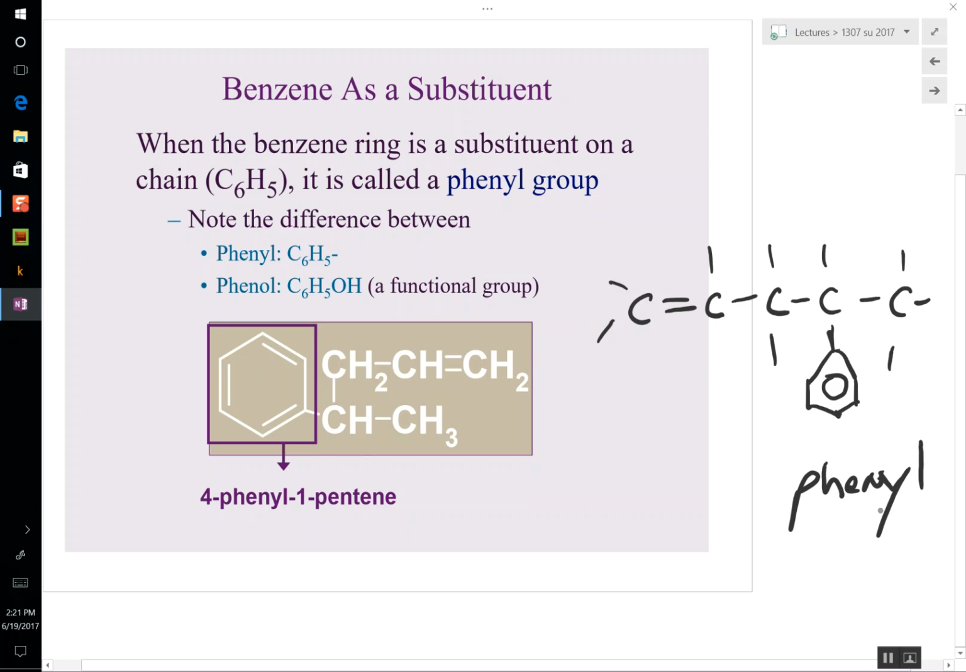Remember, you're seeing the YL ending on things that we call substituents. And so how would we handle benzene if it was a substituent on an organic molecule? This is how we would handle it. We would refer to it as a phenyl group. And it's on the 4th carbon. This is carbon number 1, 2, 3, 4, 5. So that's 4-phenyl 1-pentene.